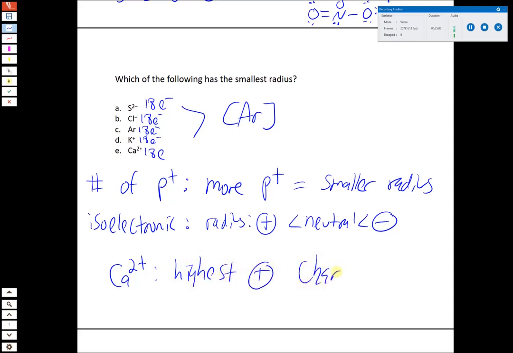So if we are actually ranking these, calcium 2+ would be the smallest, then calcium +, because it has a 1+ charge, argon in the middle, which is neutral, Cl- is going to be larger, and then F2- the largest. But the smallest one, which we're looking for, is calcium 2+.